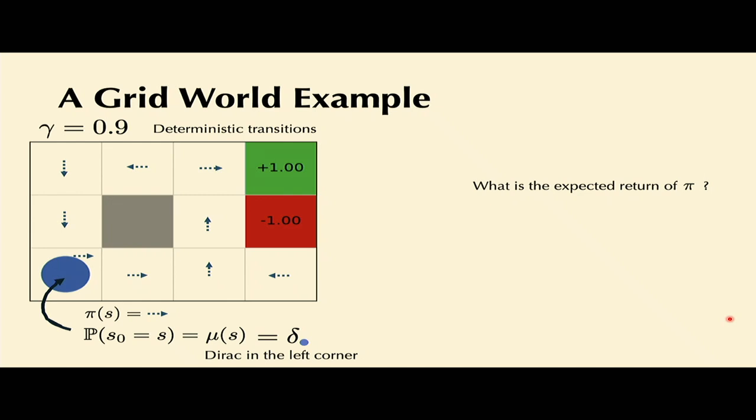We have a finite set of states, and a finite set of actions in each of the states. We can go up, left, right, and down. The policy is defined by these blue arrows. I give you a policy for now, and I just ask you to compute the value of this policy, this expected return. There is no reward in every state, and there's only reward when you reach the goal. Here we see that the policy is going to go right, right, up, up, right.